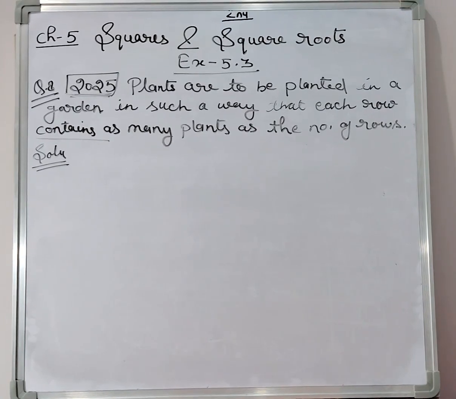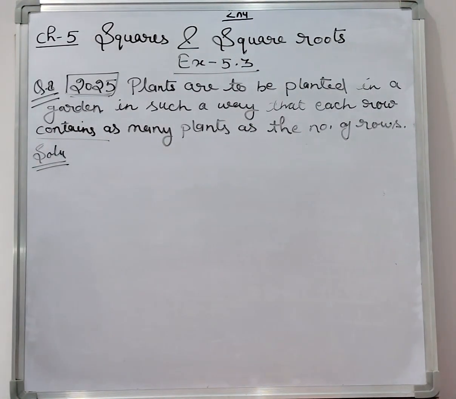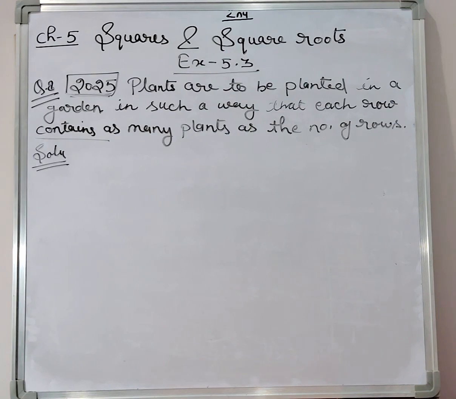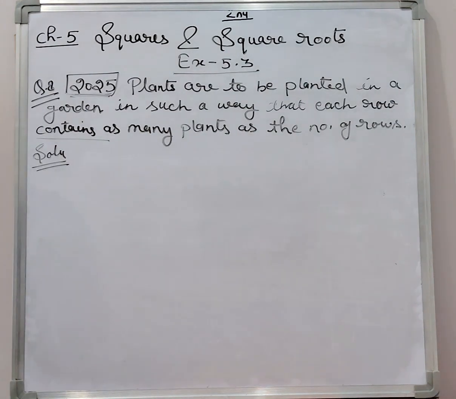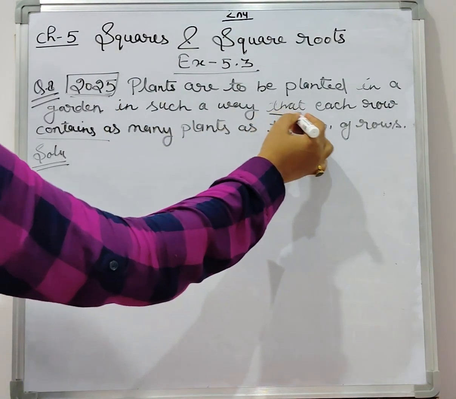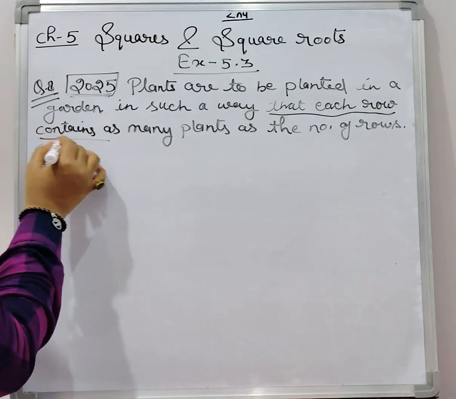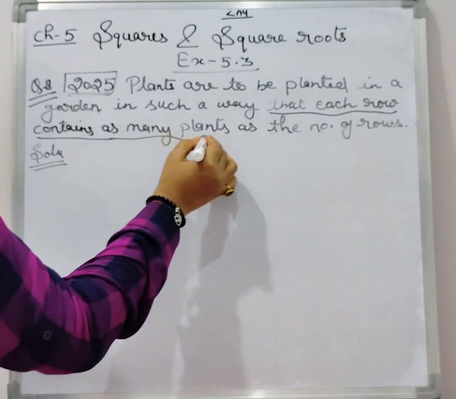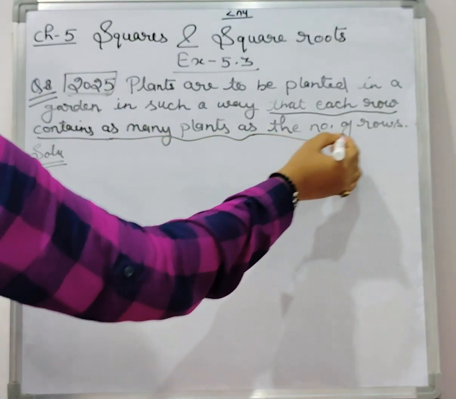So this is question number 8 of exercise 5.3. We are on chapter 5, that is squares and square roots. So here it is given: 2025 plants are to be planted in a garden in such a way that each row contains as many plants as the number of rows.